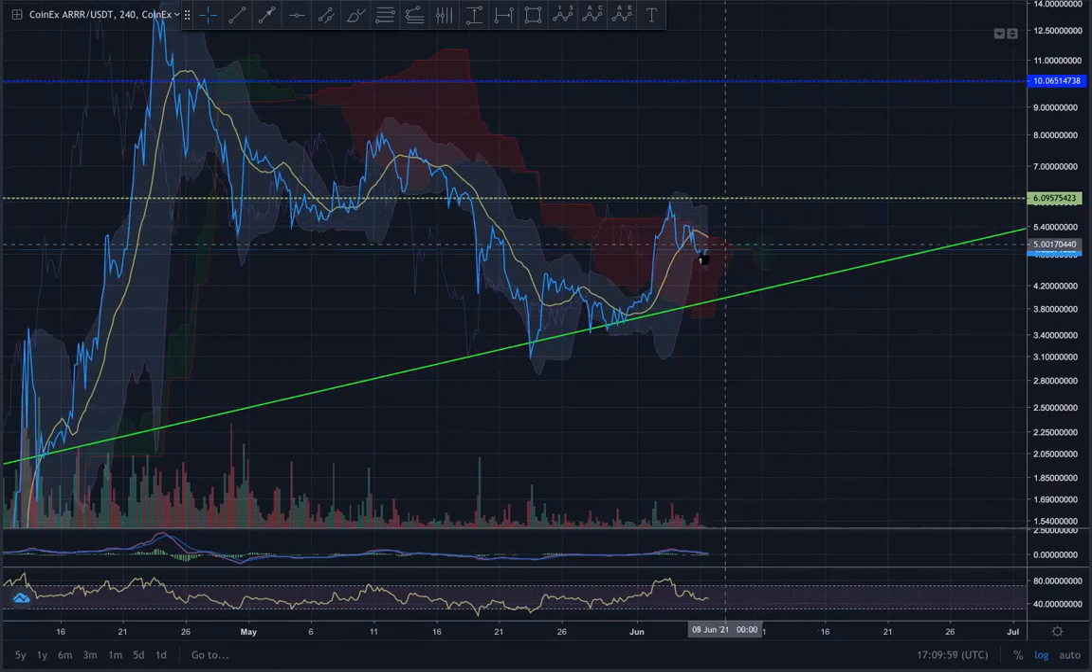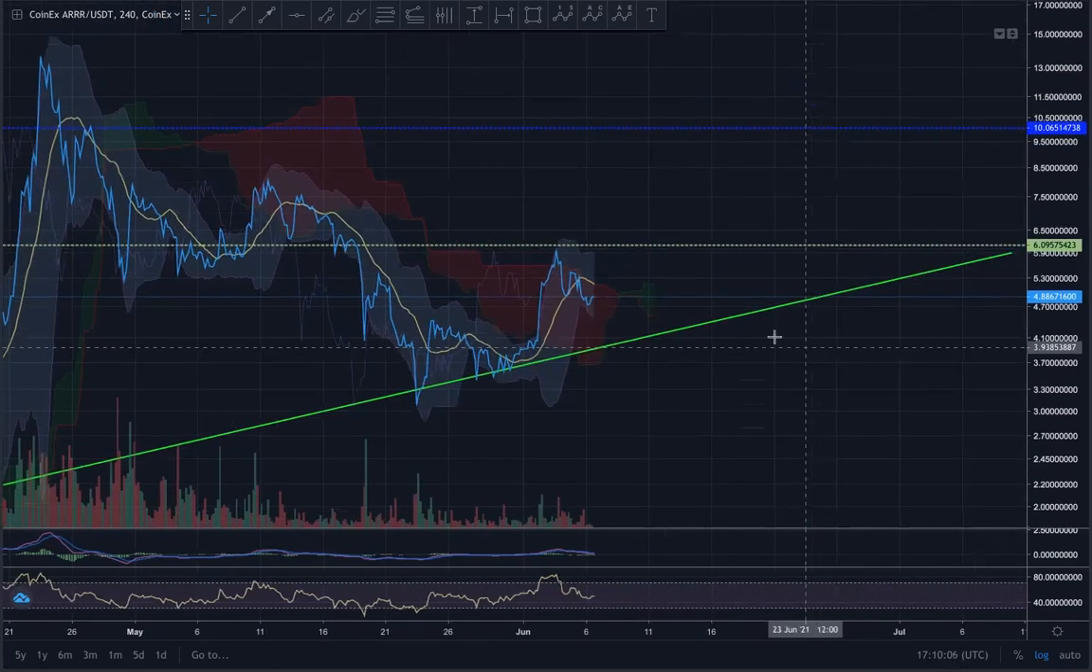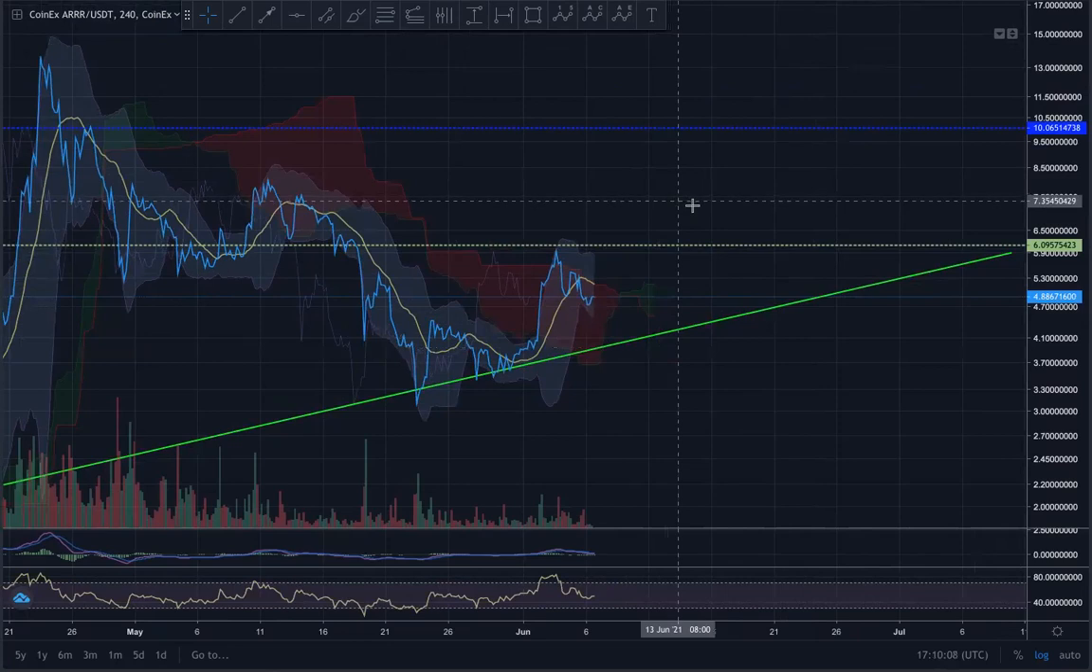Okay. Now, what I noticed here is that we got this triangle and we're potentially going through there. The other option dollar-wise is, again, to hit up to these higher levels, which will be around the 7 to 8 range.